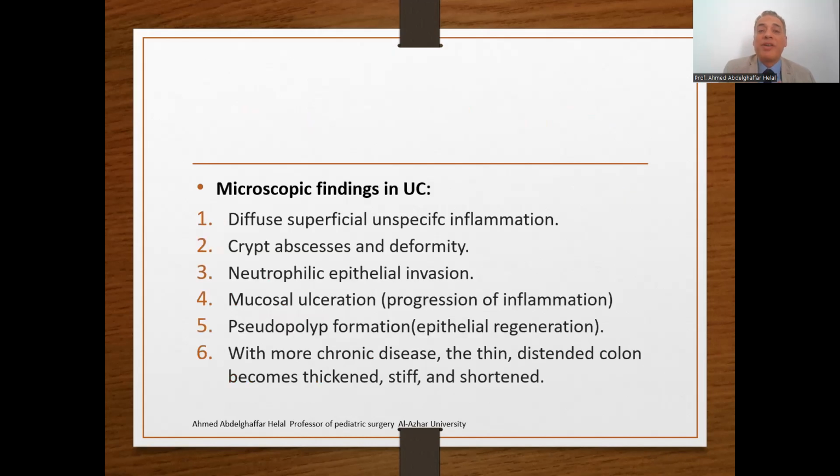The microscopic finding in ulcerative colitis will be diffuse, nonspecific superficial inflammation, maybe crypt abscess and deformity, maybe mucosal ulceration with the progress of the inflammation, and maybe pseudopolyps with regeneration of the epithelium. With more chronic disease, the affected colon may become thick, stiff, and short.